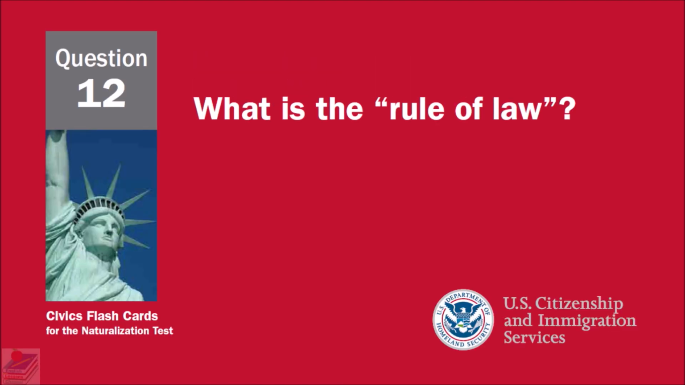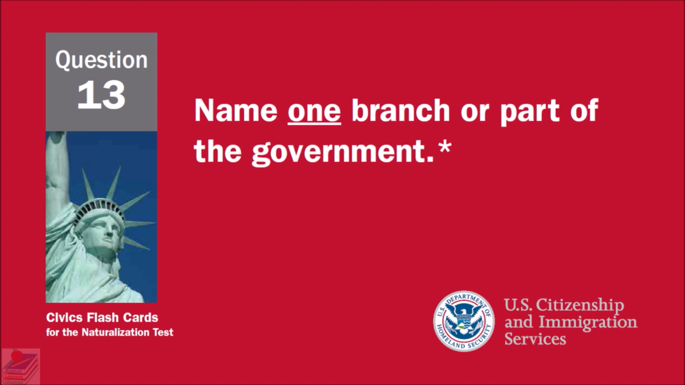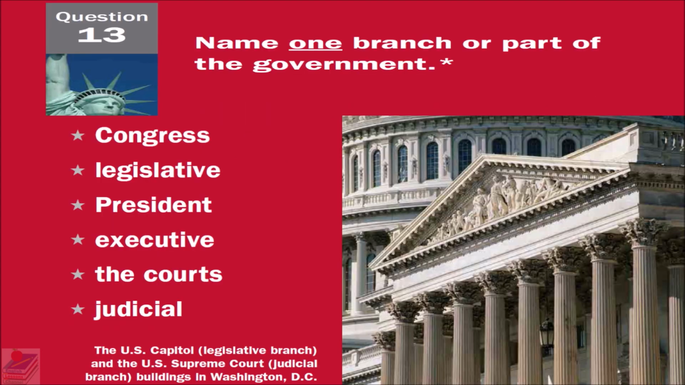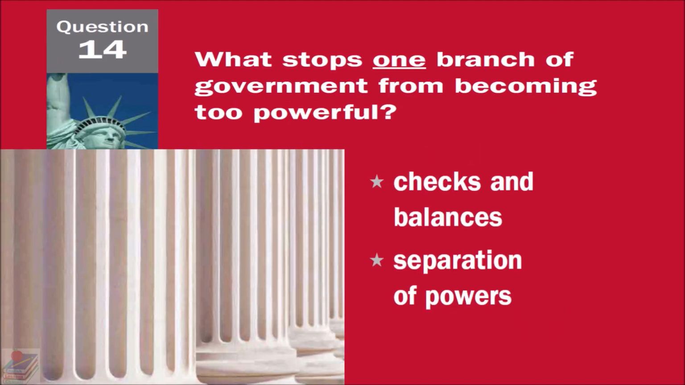What is the rule of law? Everyone must follow the law. Leaders must obey the law. Government must obey the law. No one is above the law. Name one branch or part of the government. Congress. What stops one branch of government from becoming too powerful? Checks and balances.